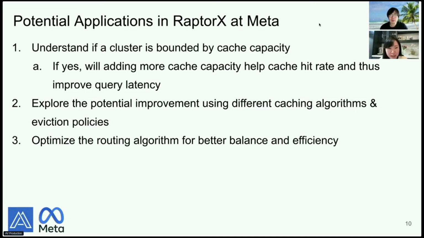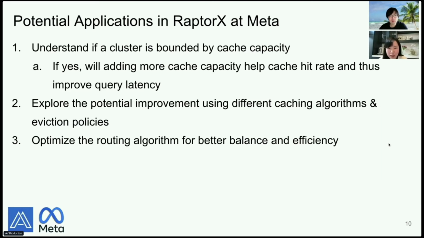So next, I will talk about how we use shadow cache to solve the pain point we were facing. So first, the pain point is that we don't know how large the caching working set is. So we have limited flash storage on every Presto worker, and we want to understand if a cluster is bounded by the storage. Meaning if it is, then adding more storage is going to help with the cache hit rate and thus help with end-to-end query latency. If it isn't, then there's no need to do so.